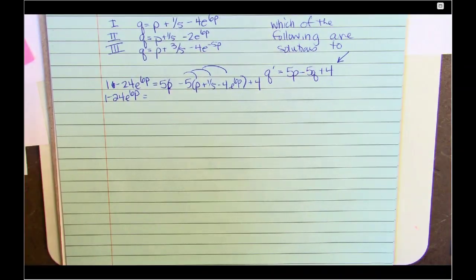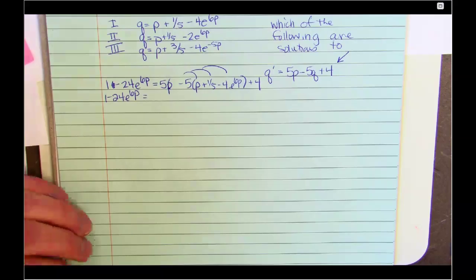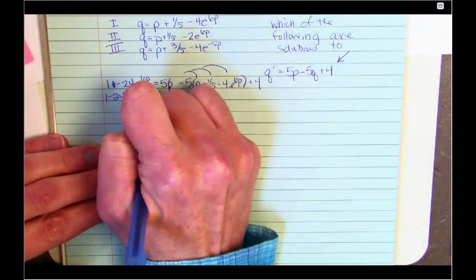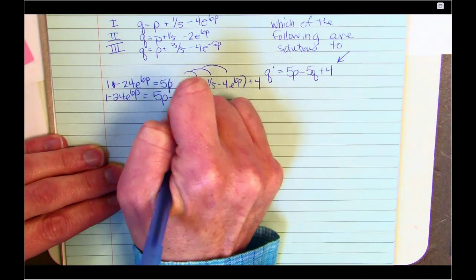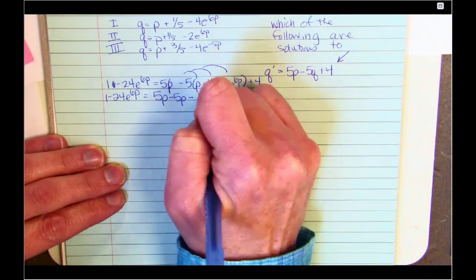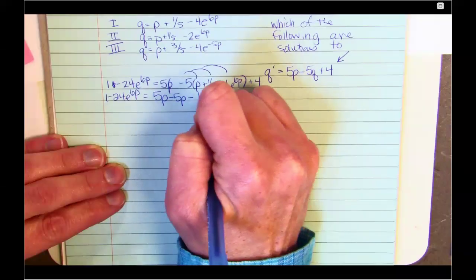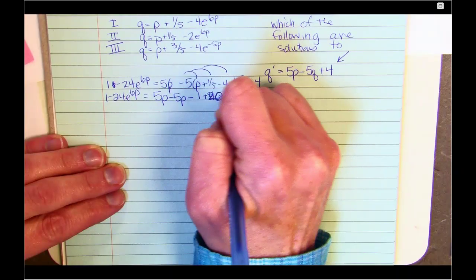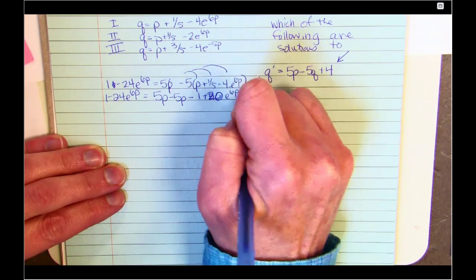Is the P with the E? E to the 6p. 4e to the 6p. Okay. Distribute the negative 5.